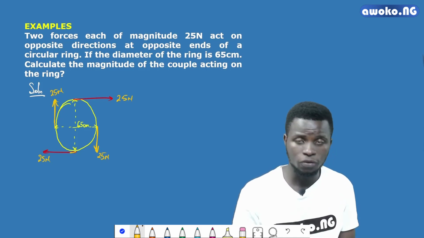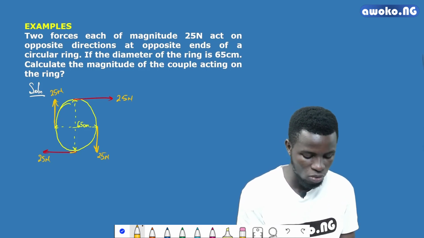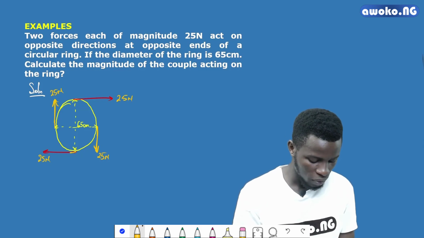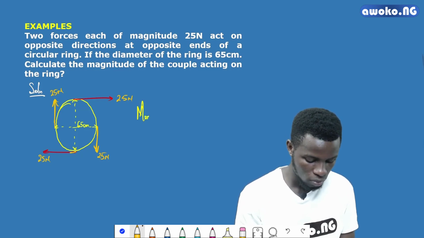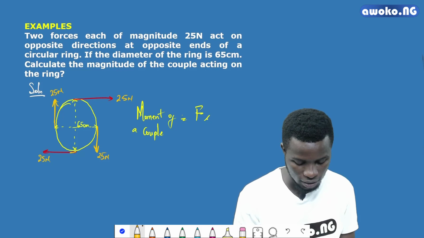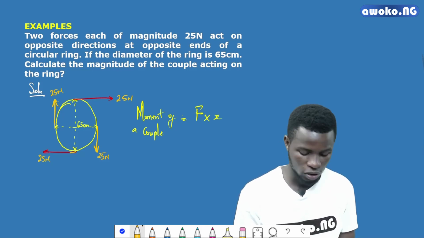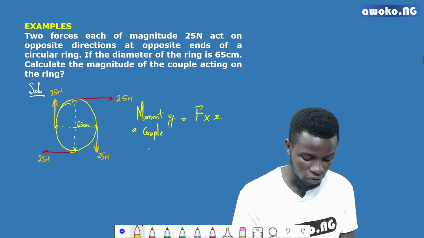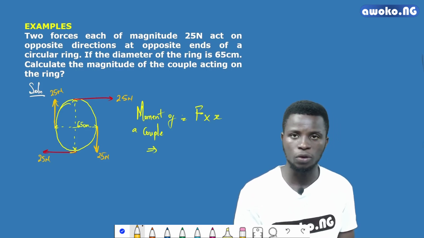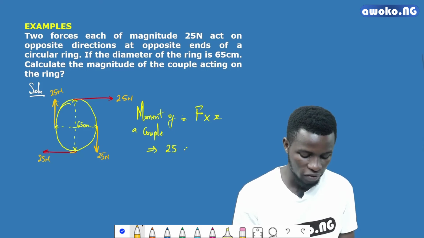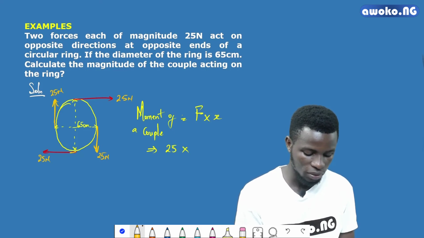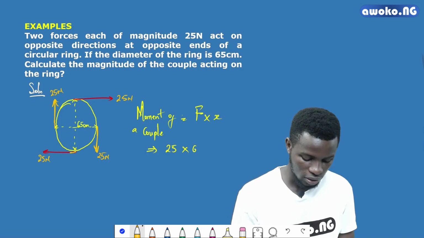So what is our focus? Our major focus is to calculate the moment of the couple. And we said the moment of a couple is the product of force and distance. To calculate, we have to pick one of the forces, which is 25 Newton, times the distance between the forces, which is 65 centimeters.